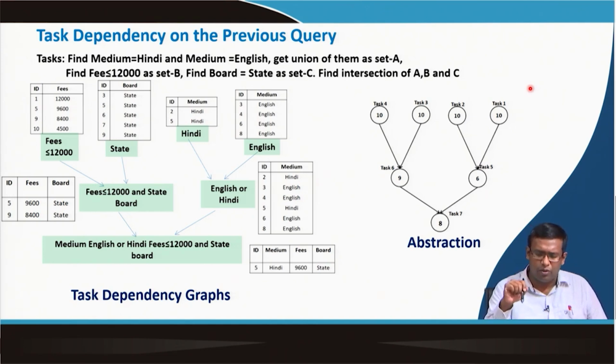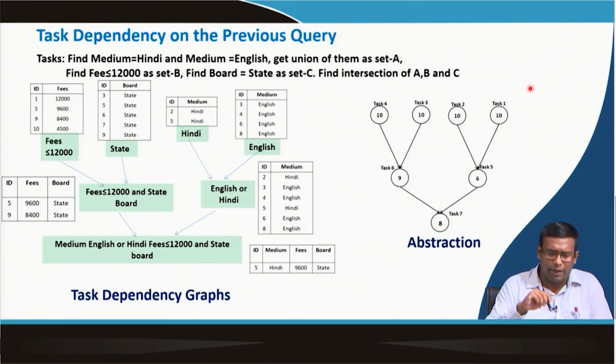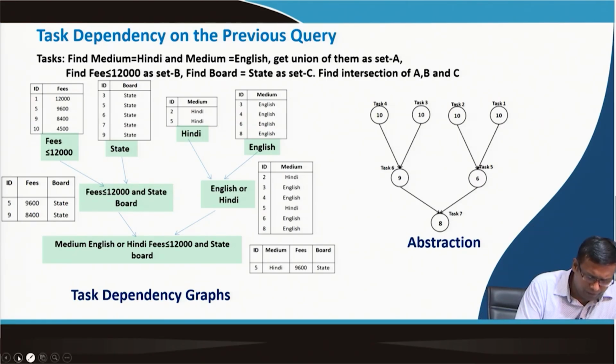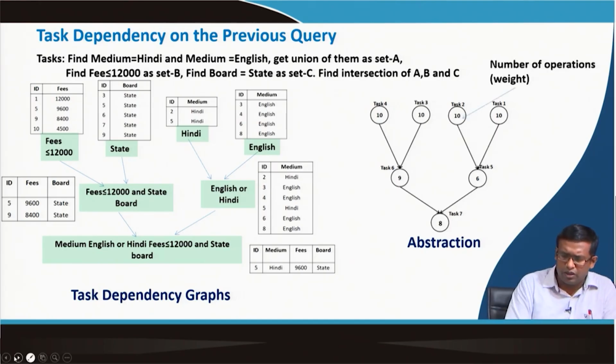You can identify now, if for a large problem you are trying to parallelize it, which processes can run independently and therefore can go to different processors, and which task has to wait for the result of which other task, so that you can map the tasks correctly. Now, this is called the weight, the number of operations of each task.